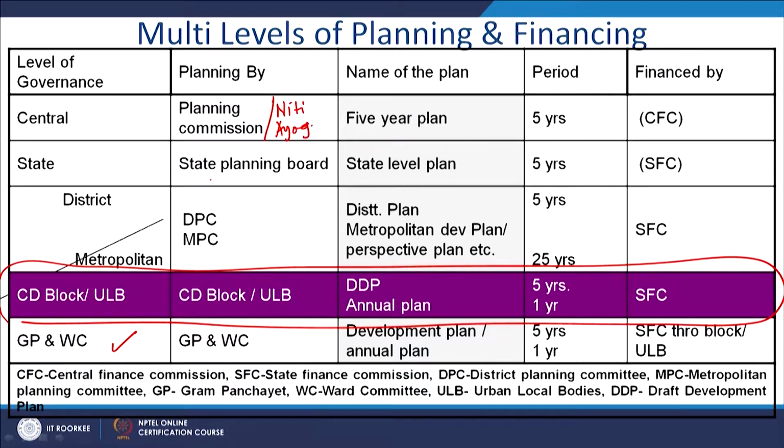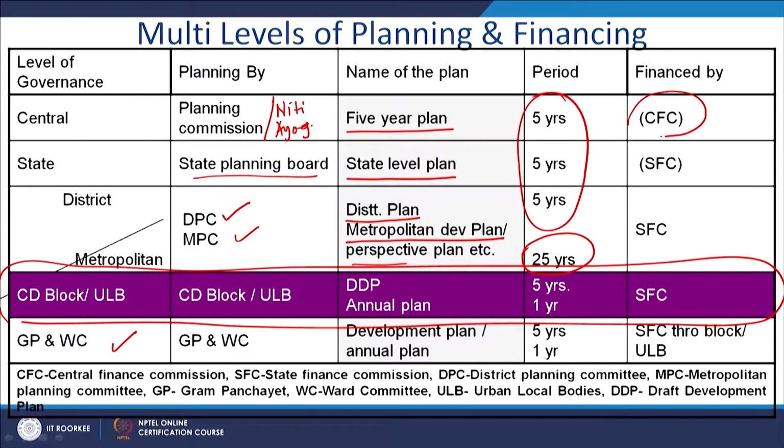At the state level, planning is done by the state planning board. At the district level, as I have told earlier, it is done by the district planning committee, and at the metropolitan level it is the metropolitan planning committee. At the central level it is called the 5-year plan. The state level plan is also 5-year, and at the district level it is the district plan or metropolitan development plan or perspective plan. So, the periods are mostly 5 years, but when we talk about a metropolitan plan or a plan for a region, it is 25 years. The plan provisions are made by the Central Finance Commission. For the state, it is the State Finance Commission, and it comes through the State Finance Commission to the local level.